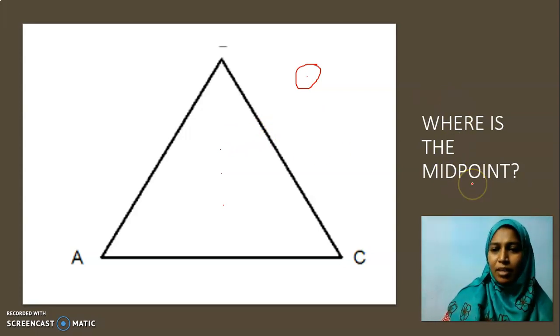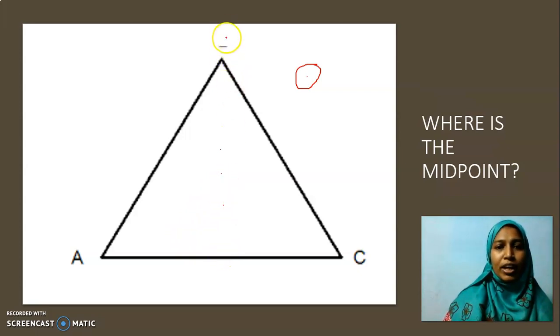Am I right in asking my question? No, children, I'm not right. It's not the right way to ask where is the midpoint in a triangle. I can ask you, where is the midpoint of a line segment? I can find the midpoint of a line segment and not a triangle. We cannot find the midpoint for a triangle. We can find the midpoint for a line segment.